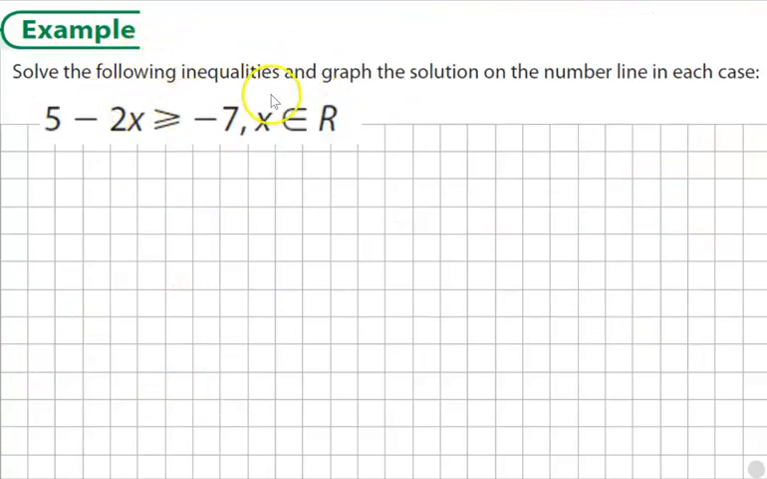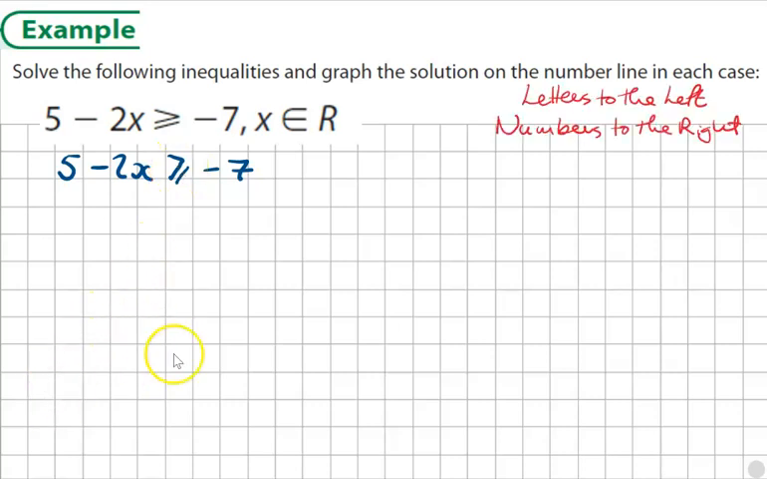Solve the following inequality and graph the solution on the number line. So 5 minus 2x is greater or equal to minus 7, where x is an element of R, so the real number set. So real numbers are positive numbers, negative numbers, whole numbers, fractions, decimals, and so on. So all the numbers on the number line. So we have our inequality, 5 minus 2x is greater or equal to minus 7. We follow the rule letters to the left, numbers to the right.